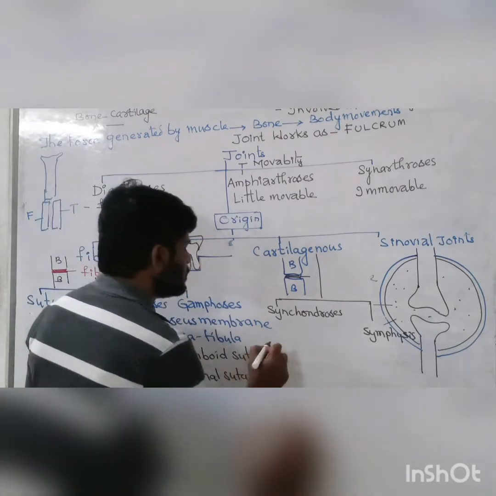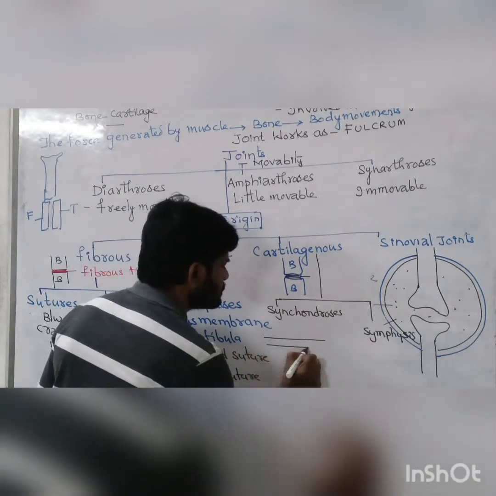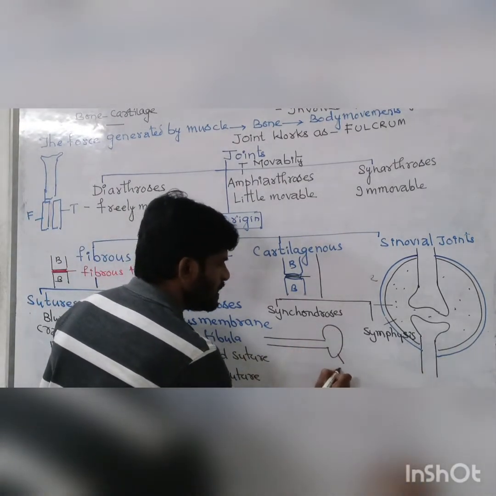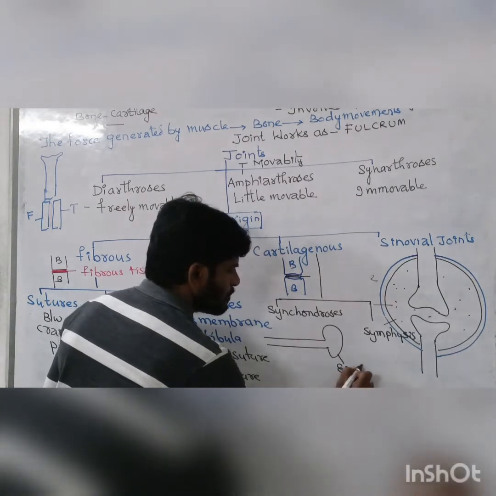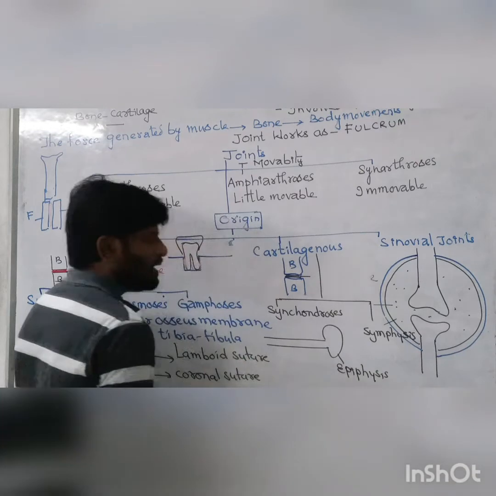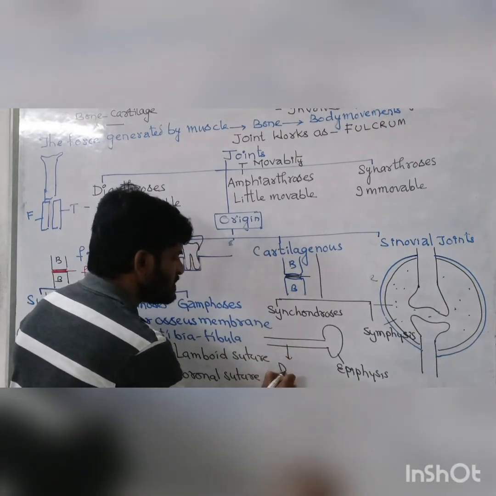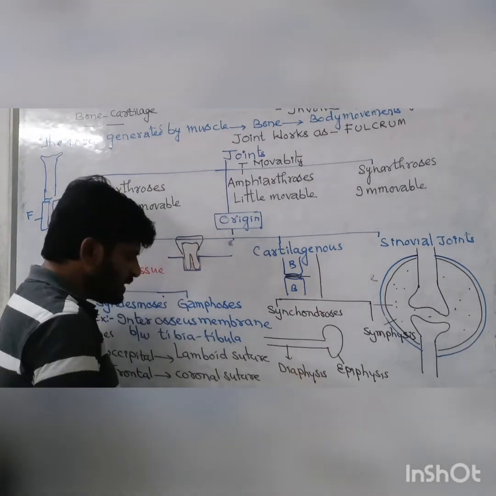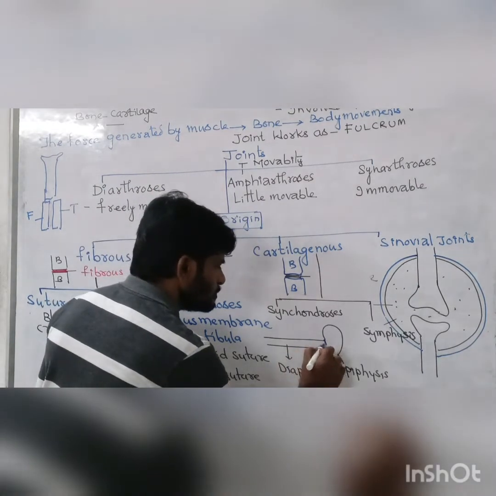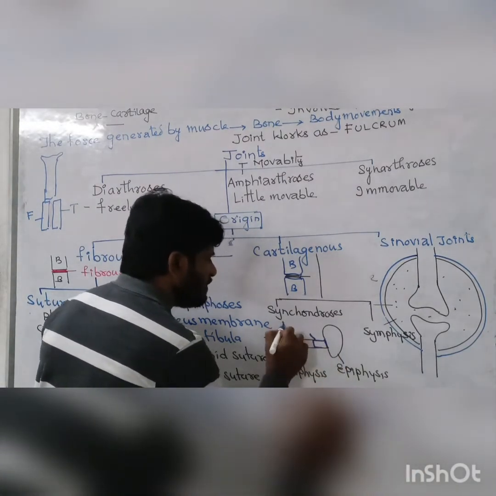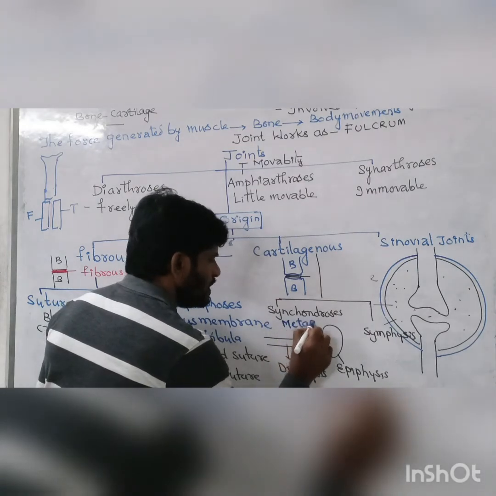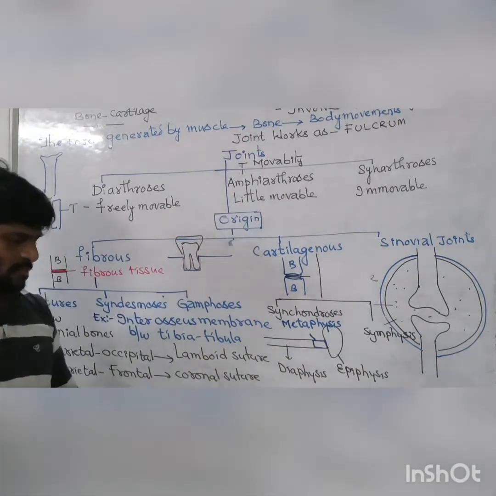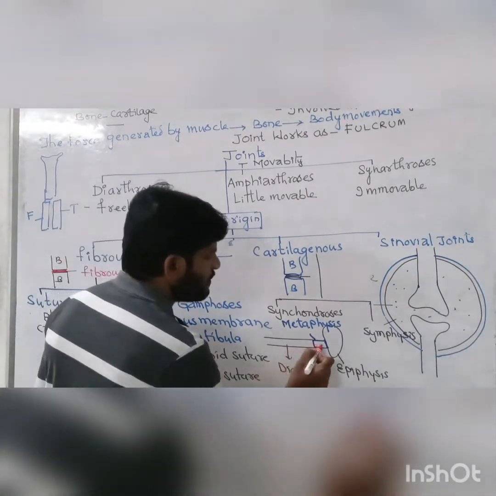Synchondrosis, for example, this is a long bone. At the tip of the long bone there is the epiphysis. A narrow shaft is called the diaphysis. Between the epiphysis and the diaphysis there is a junction, and this junction is called the metaphysis. But the metaphysis contains the epiphyseal plate.